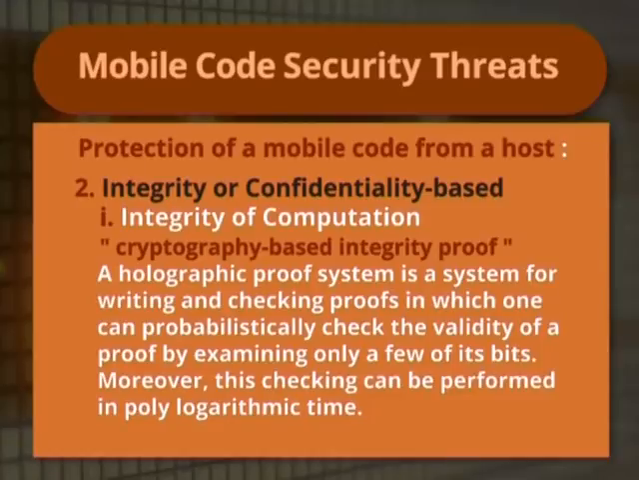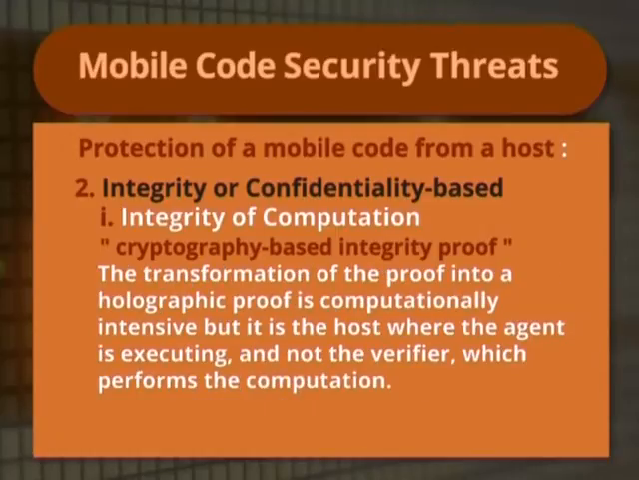A holographic proof system is a system for writing and checking proofs in which one can probabilistically check the validity of a proof by examining only a few of its bits. Moreover, this checking can be performed in polylogarithmic time. The transformation of the proof into holographic proof is computationally intensive, but it is the host where the agent is executing and not the verifier which performs the computation.